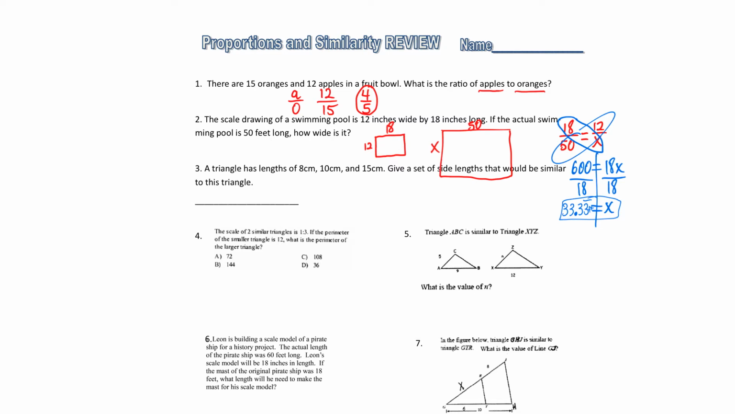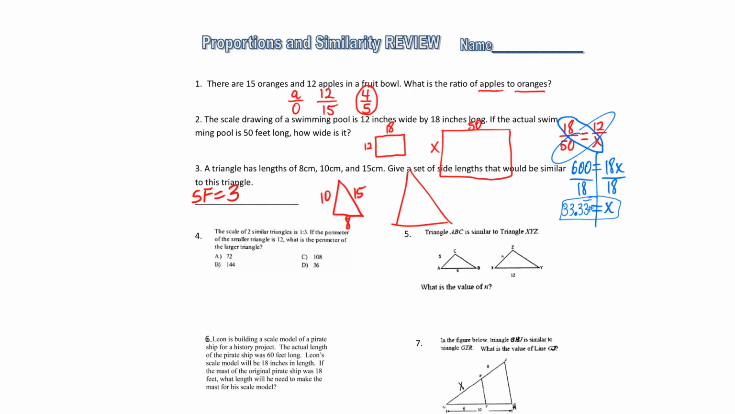Okay, number 3. A triangle has lengths of 8, 10, and 15. Give a set of side lengths that would be similar. So we could give 100 different answers here, but I'm just going to give a basic one. So we've got one that's 8, 10, and 15. I'm just pulling this out of my hat here, out of the clear blue. Just say the scale factor is 3, okay? We could say the scale factor is 10, whatever, just to give an example of this.